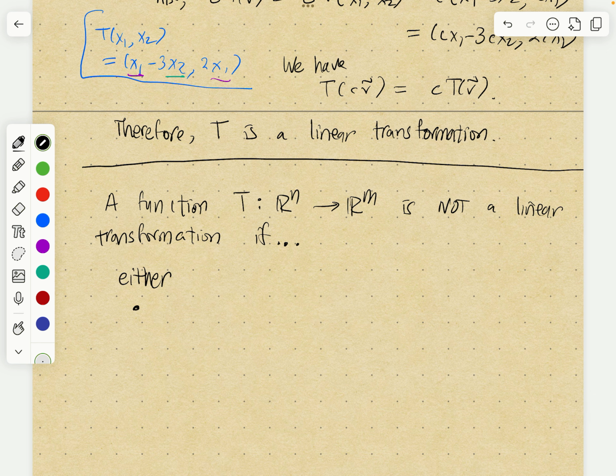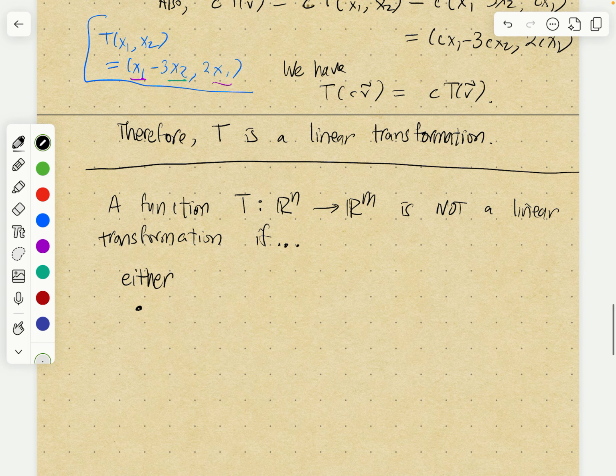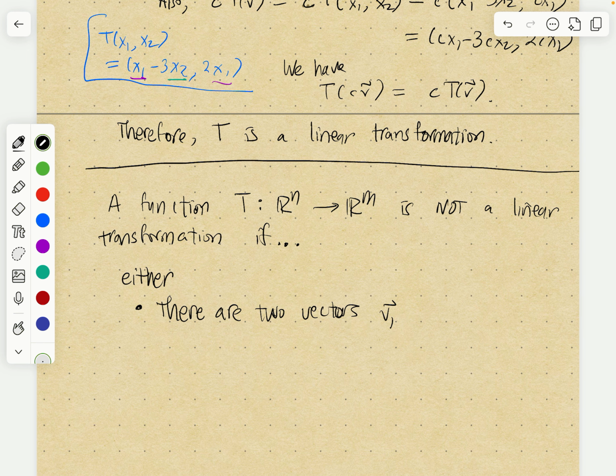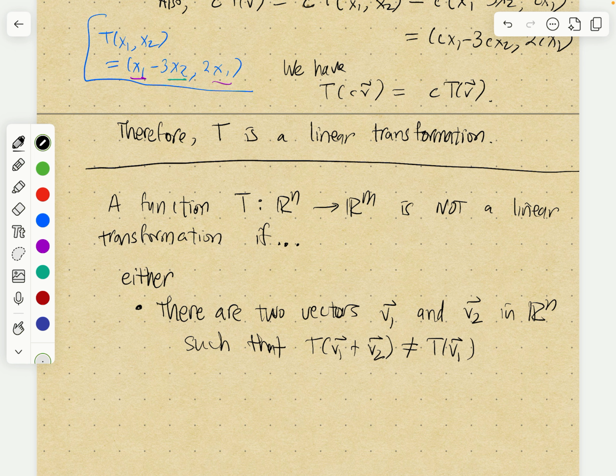Okay, let's use bullet points. There are two vectors v1 and v2 in Rn such that T of v1 plus v2 is not equal to T of v1 plus T of v2. That's what it would mean for the first condition to not be satisfied.